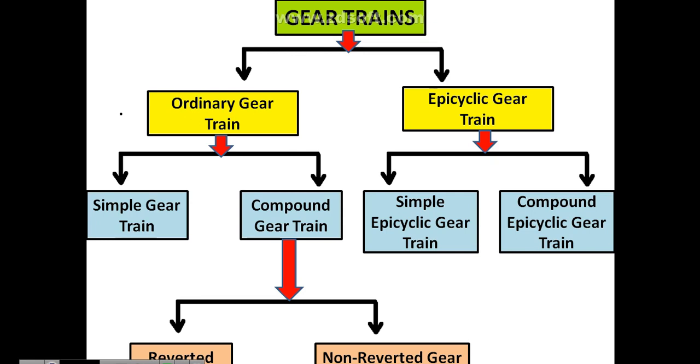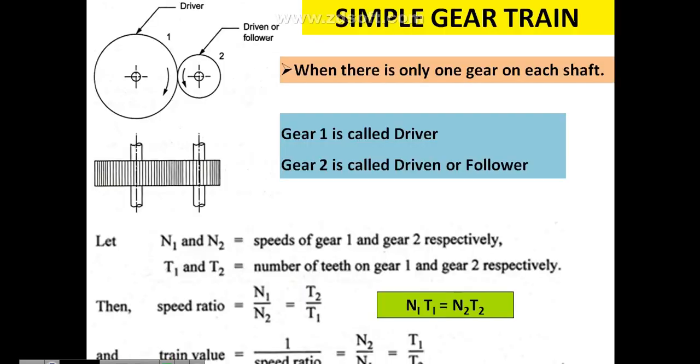So this is the classification of gear trains. Normally it is divided into two main classifications, that is ordinary gear train and epicyclic gear train. The ordinary gear train has simple gear train and compound gear train, which is further divided into reverted gear train and non-reverted gear train. And the epicyclic gear train is classified into simple epicyclic gear train and compound epicyclic gear train.